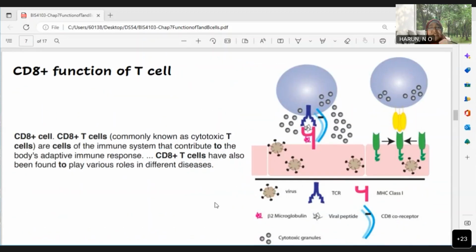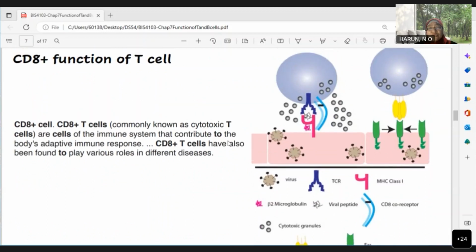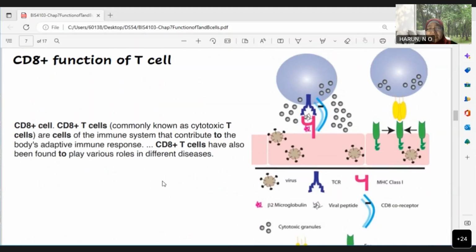As for the function of CD8 plus T cells, the CD8 plus cells, also known as cytotoxic T cells, are cells of the immune system that contribute to the body's adaptive immune response. The CD8 plus T cells have also been found to play various roles in different diseases. So it's not just one T cell type that plays an important role, but also the CD8 as well. So we have the two, CD8 plus and CD4 plus.